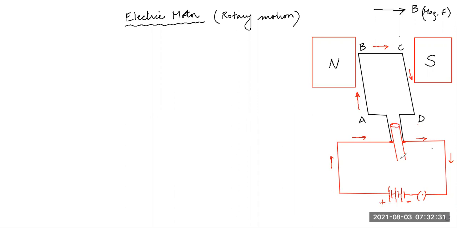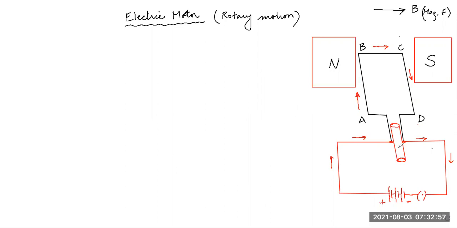Now, students, this is your axle, and we want the axle to rotate under the effect of the magnetic field produced by the north and south poles of the magnet. This is the north pole of the magnet, this is the south pole. This rectangular coil ABCD is completely under the influence of the magnetic field produced by the magnets.